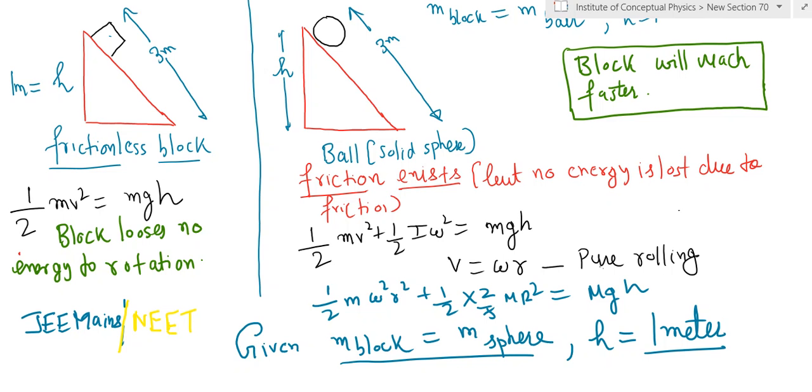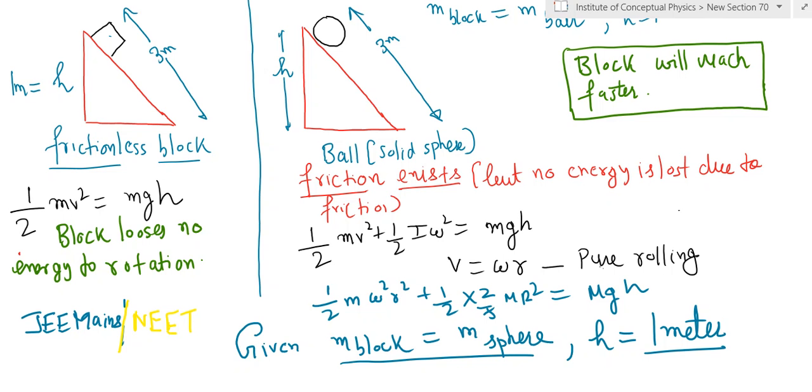So the equation for energy conservation will be half mv square plus half I omega square is equal to mgh. This is the case when the body is rolling down, and in the case of the block, since it's a frictionless block, you don't have omega existing for the cube, and also there is no loss of energy because of friction. So the whole kinetic energy comes from the potential energy.